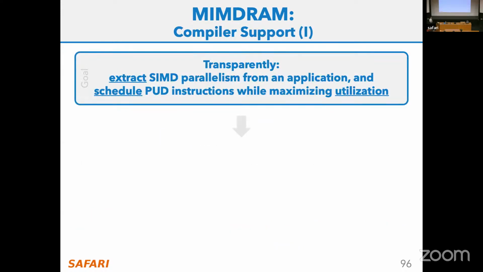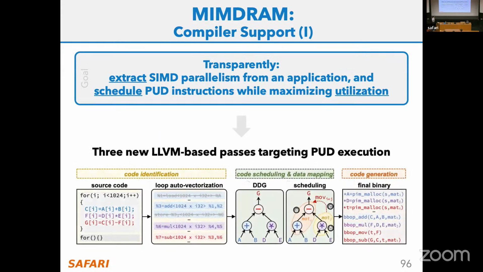On the software side, we implement some LLVM-based compiler passes to identify code that can be mapped to the substrate using the compiler auto-vectorization loop, schedule and map data-independent operations inside that loop to different DRAM mats, depending on the granularity of the computation, and also finally generate the processing using DRAM operations and embed those operations in the binary of the application itself in a way that is transparent to the user.